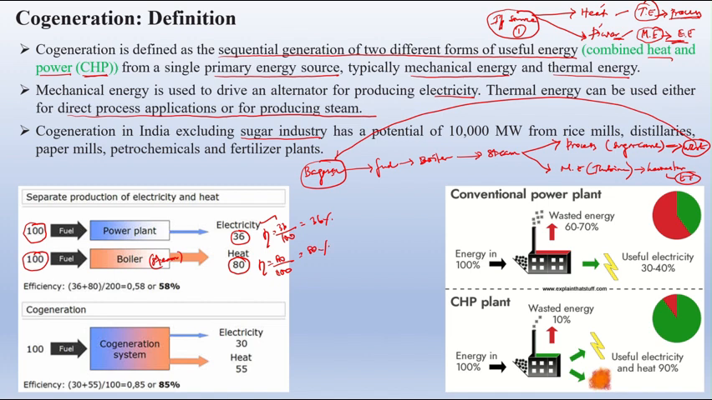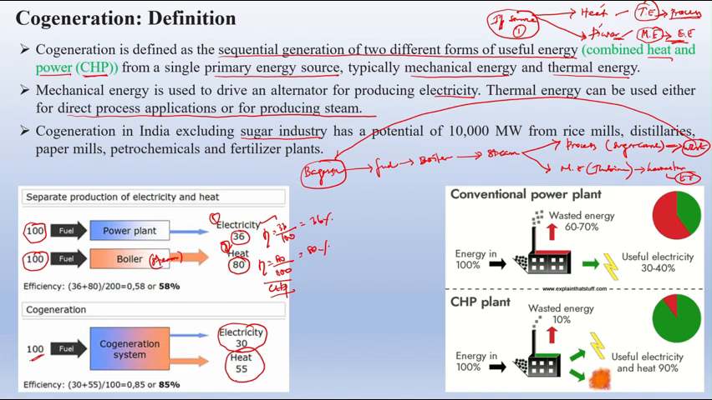So this process can be done in separate ways. But if you move with the cogeneration system, cogeneration is nothing but combined heat and power. That is CHP, which we already studied. In a CHP, in a cogeneration, 100 kg of fuel is given. We are getting 30 percent electricity and 50 percent heat.